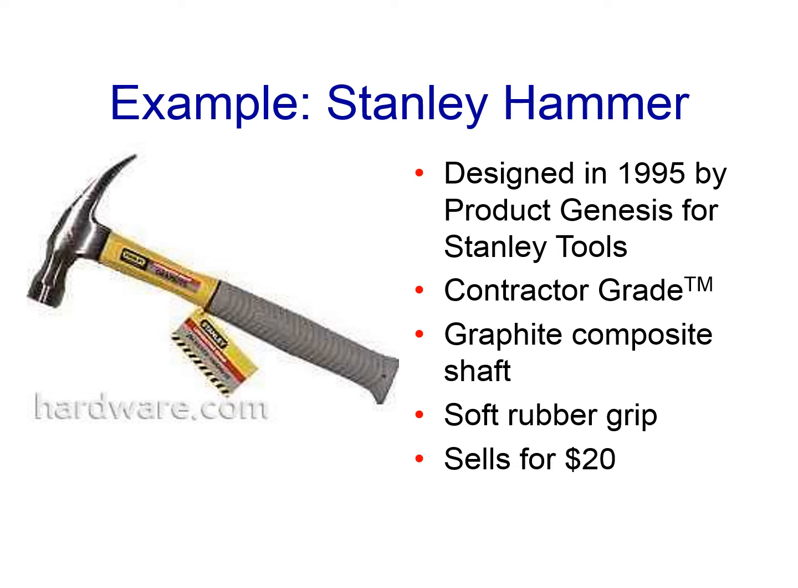So this hammer is a contractor grade. It means it's made for professionals. Has a graphite composite shaft. This shaft is graphite composite and has a soft rubber grip right here and sells for about $20. So this is the product we are going to investigate.